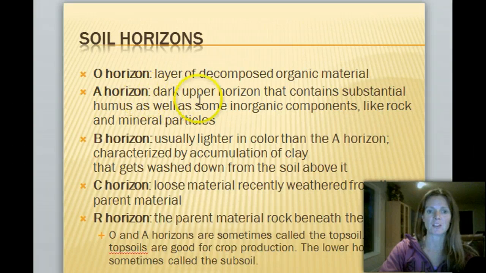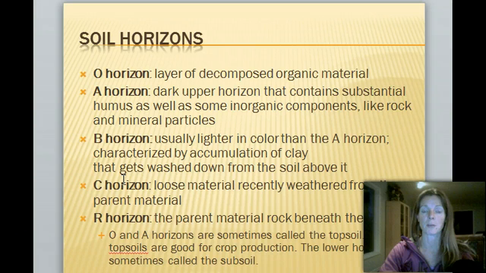The A horizon is the dark upper horizon that contains substantial humus, as well as some inorganic components like rock and mineral particles. Okay, the B horizon, usually lighter in color than the A horizon, characterized by accumulation of clay that gets washed down from the soil above.